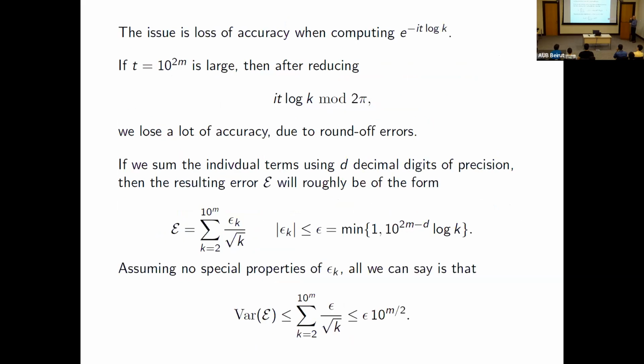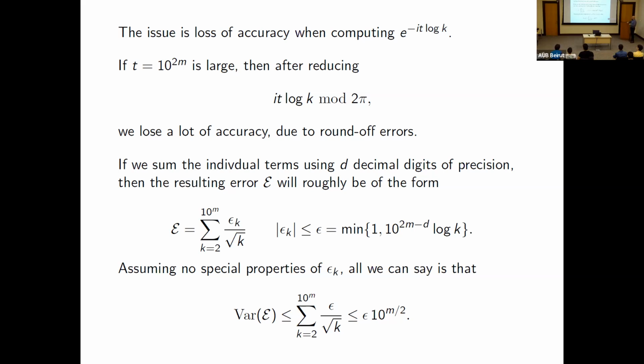Right, the issue comes up when you compute the phases of the individual terms. So the phase for the kth term would be t log k, and t is a large number. So when I reduce this mod 2 pi, after reducing, you lose a lot of accuracy because you have reserved many of your digits in the finite precision that you have to actually capture the size of t, which disappears with modding. Right, so this is an issue. We lose a lot of accuracy because of roundoff errors when we do modulo 2 pi.